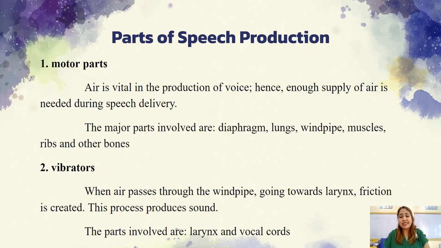When the air passes through the larynx, it will pass through what we call the glottis, which is actually the space in between the vocal cords. Once the air passes through, the vocal cords vibrate, and once it vibrates, it will produce the sound. However, the sound that is produced by vibrators is not loud enough for us to hear.